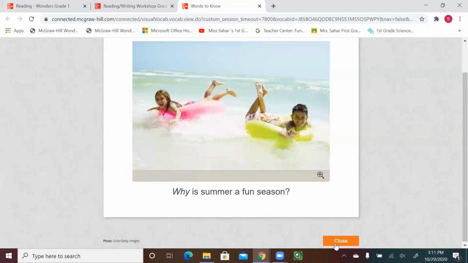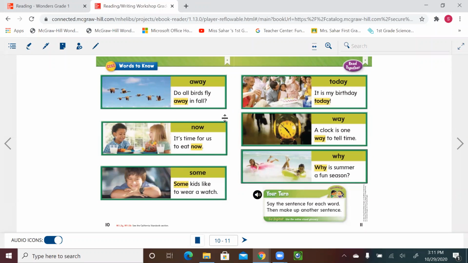All right. So let's read the words again. Away. Do all birds fly away in fall? Now. It's time for us to eat now. Some kids like to wear a watch. Today. It's my birthday today. Way. A clock is one way to tell time. Why? Why is summer a fun season? So we talked about season before in social studies. That's when the weather is nice and people like to go to the beach or do outdoor activities.